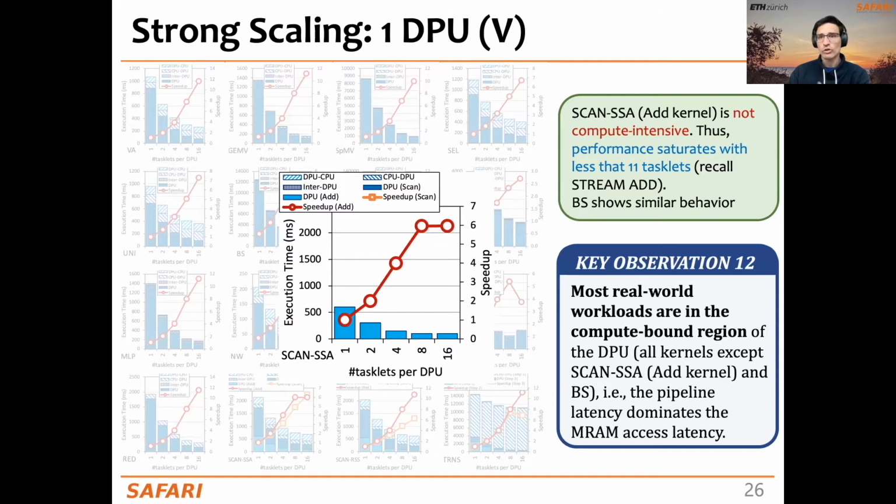So even though most of the workloads are in the compute-bound region of the DPUs, and that's why we expect that most of the workloads saturate at 11 or more tasklets, there are some workloads in the PrIM benchmark suite, namely one kernel in scan-SSA and also the BS binary search benchmark, that are memory bound on the DPUs. In this case, the memory access latency dominates over the pipeline latency.